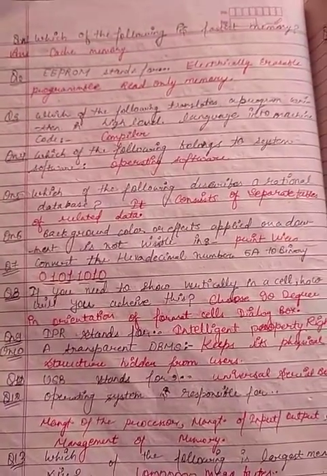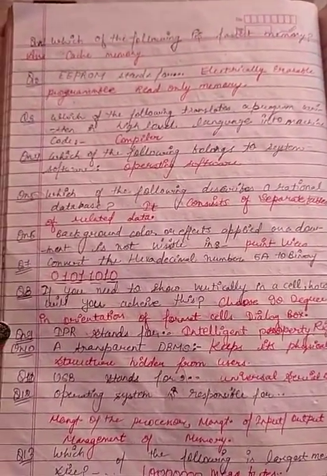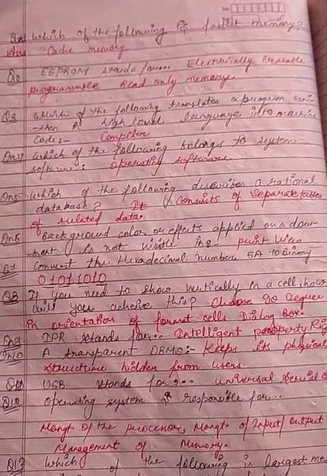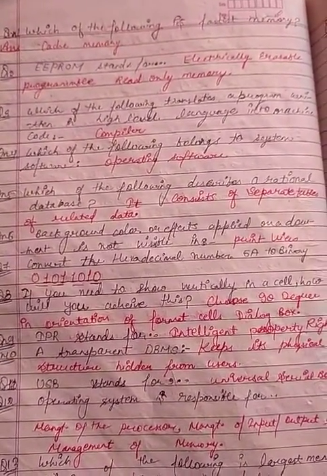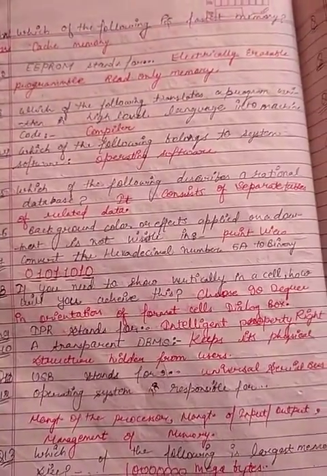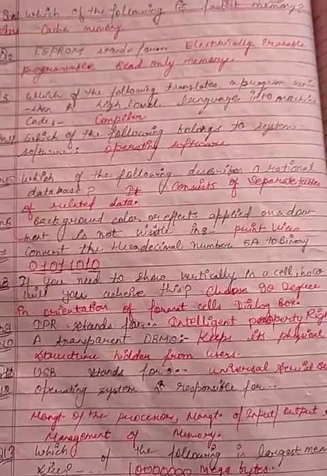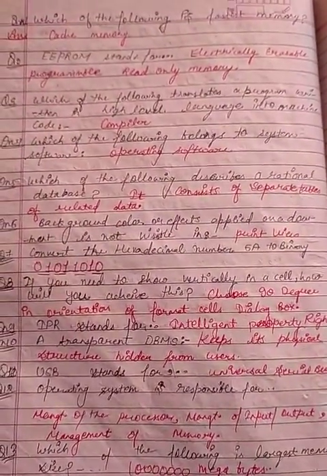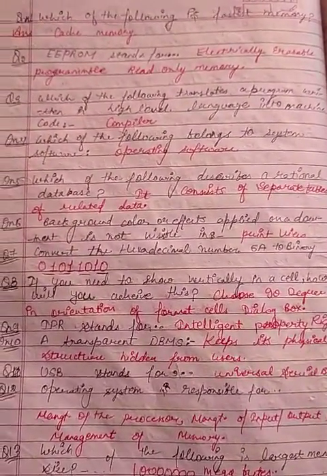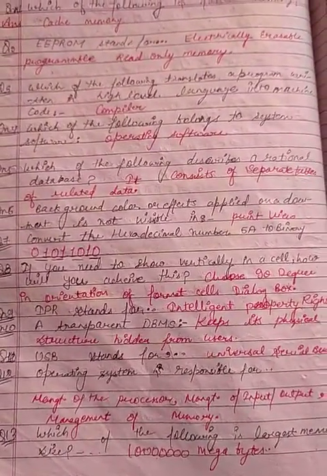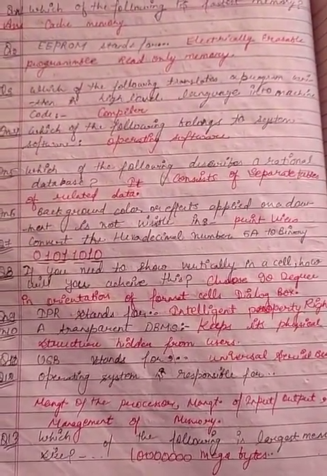01011010. If you need to show text vertically in a cell, how will you achieve this? Choose 90 degrees in orientation of the format cell dialog box. IPR stands for intellectual property right. A DBMS keeps the physical structure hidden from the user. USB stands for universal serial bus. Operating system is responsible for management of the processor, management of input output, and management of the memory.